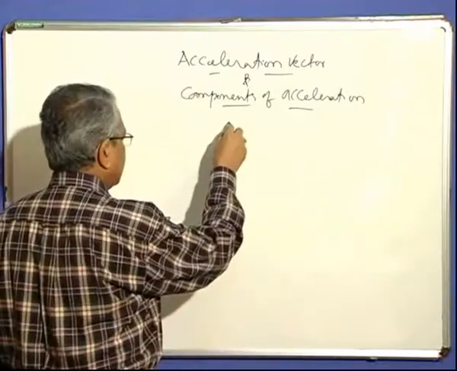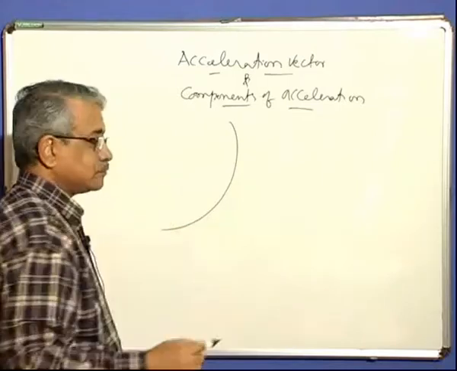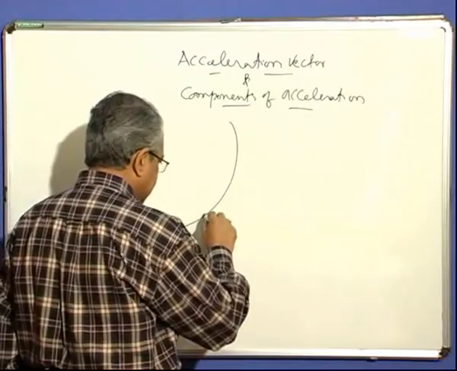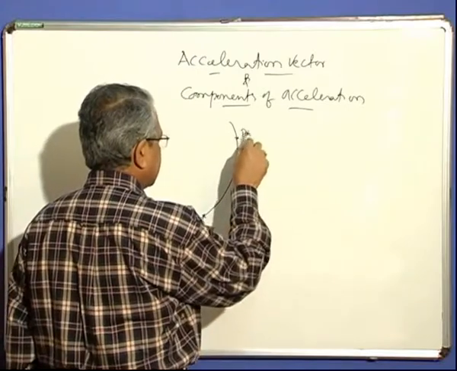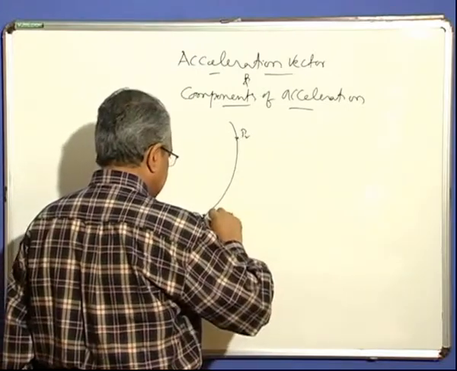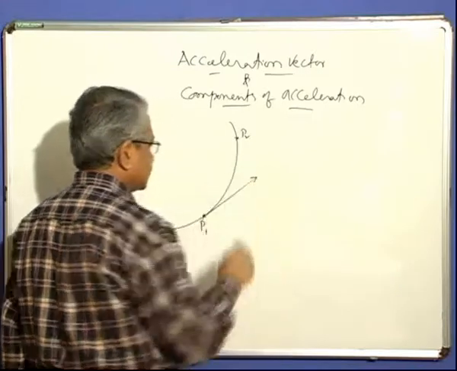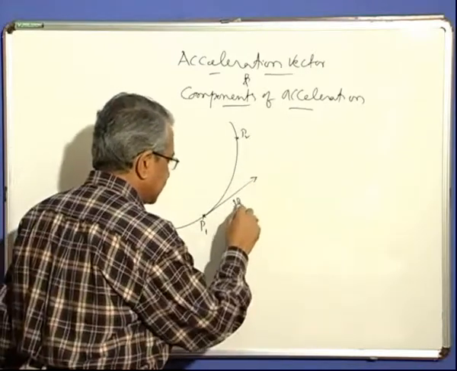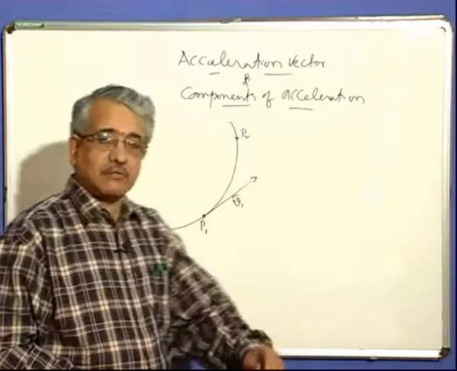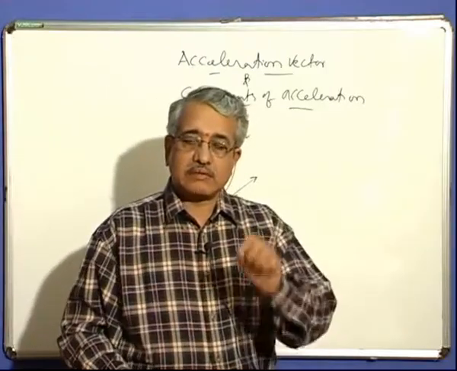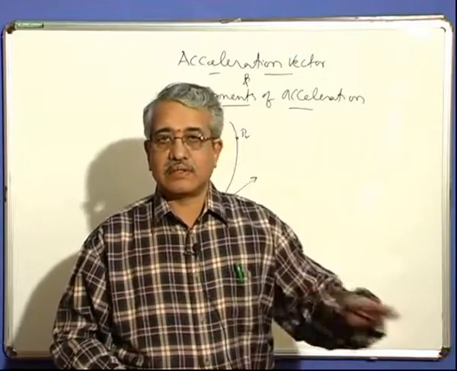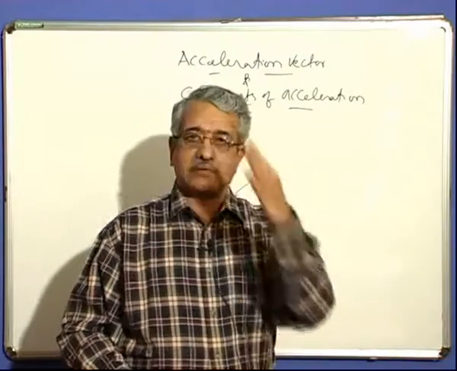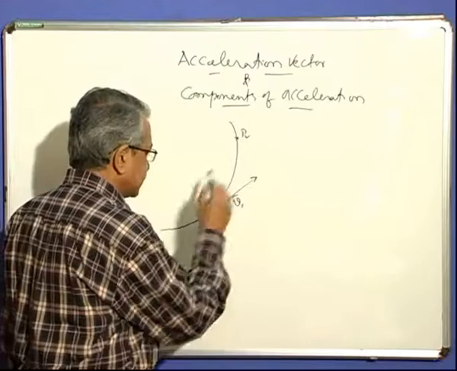Suppose you have a body moving along a curve like this. It is starting from this point P1, say another point P2, it is going like that, and it is moving like this. Initially the velocity will be along the tangent. Whenever a body is moving with a velocity, its velocity at that point will be along the tangent, whether it is a curve or a straight line. For a straight line, the tangent will be the same as the straight line. So here it is along the tangent.